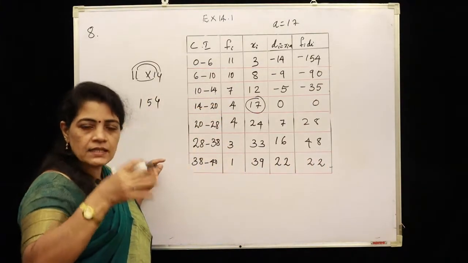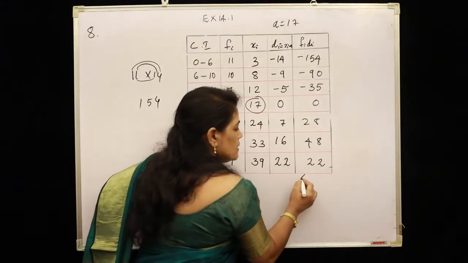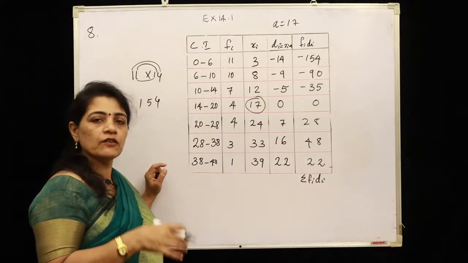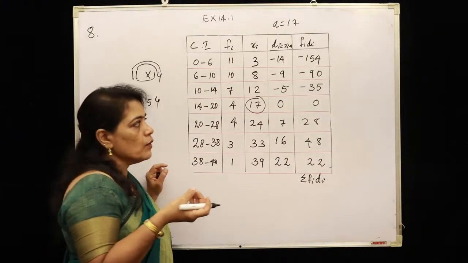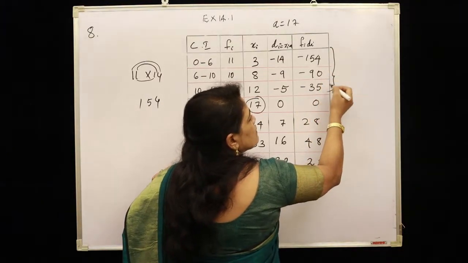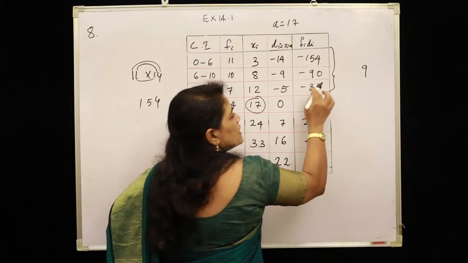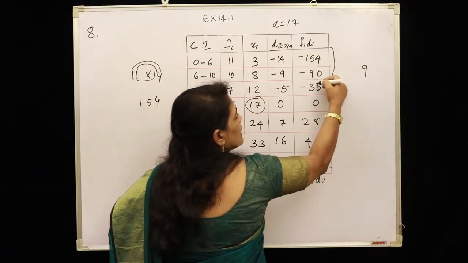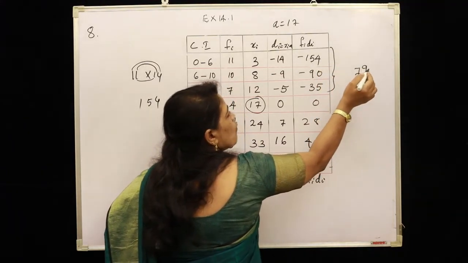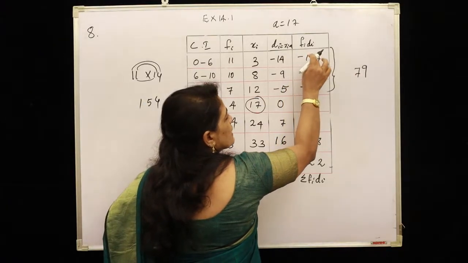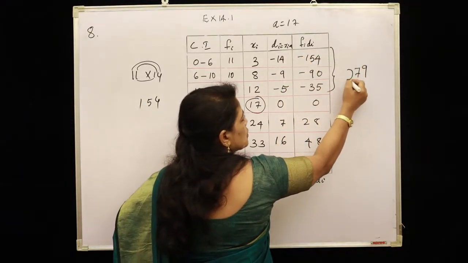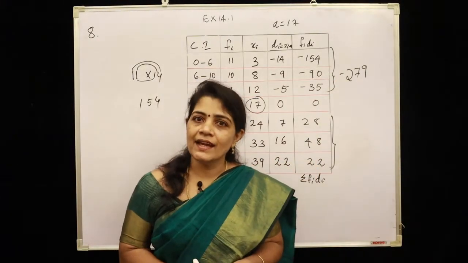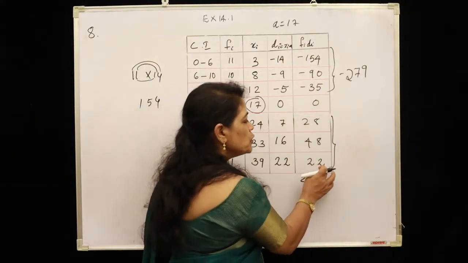So the next step is sigma fi di. We are going to add all the negative numbers and the positive numbers separately and finally take the total. So we add these negative numbers: 5 plus 4, 9, 3 plus 9, 12, 12 plus 5, 17, 1 carry, and 1 plus 1, 2. That is negative 279. Now we add these positive values, that is 2 plus 8, 10.